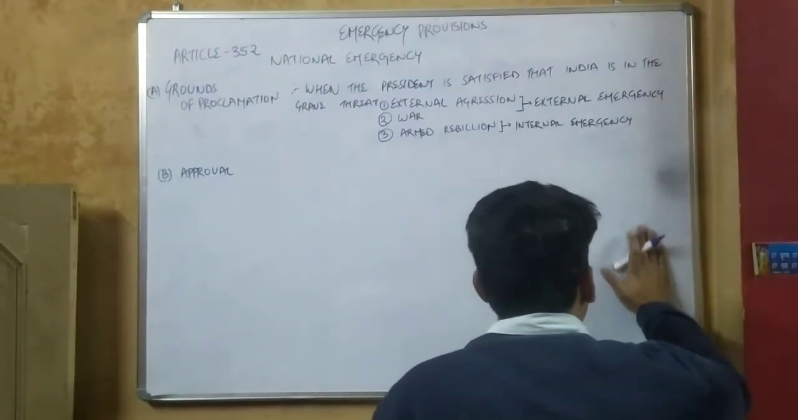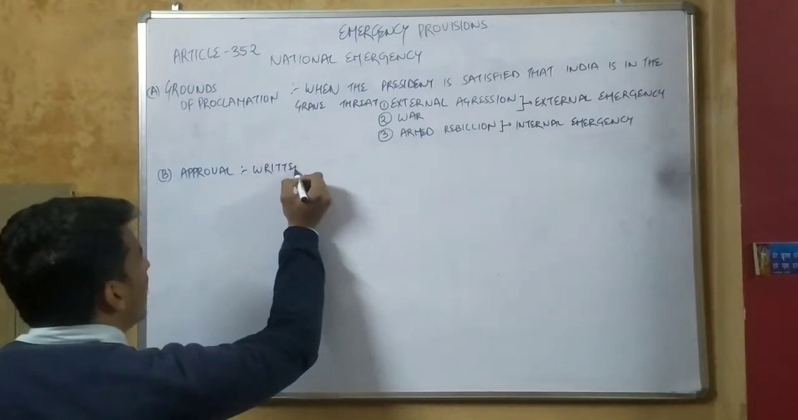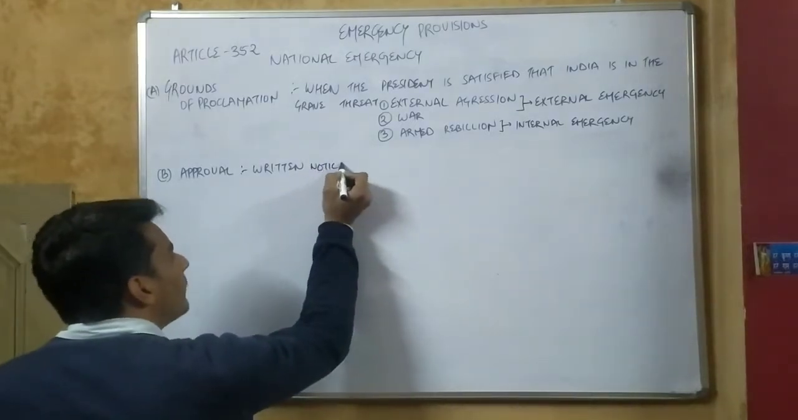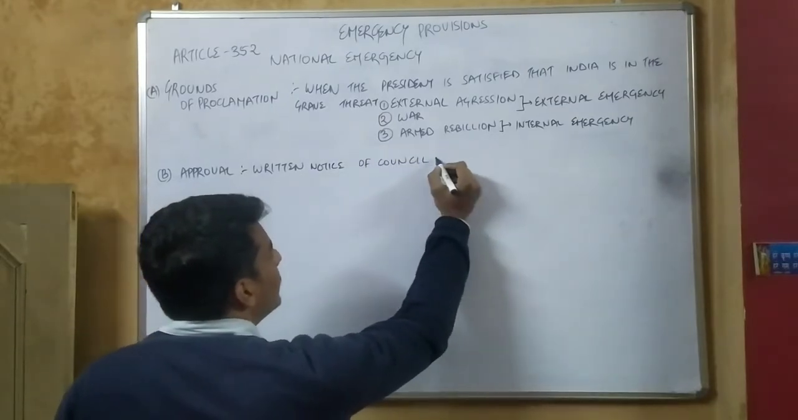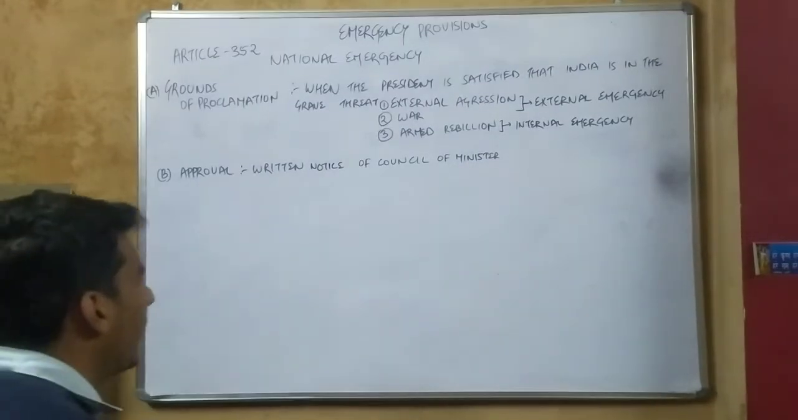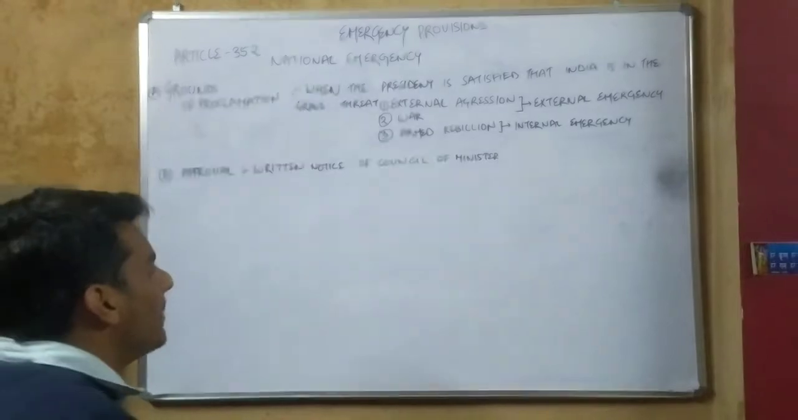But now this thing has been changed. Now you need an approval. This approval is nothing but a written approval, right? So a written notice or approval. A written notice of whom? Of the Council of Ministers, stating that there is a grave threat to the integrity of India, and there should be an emergency, that is the external national emergency. So this notice is nothing but a consent, right?